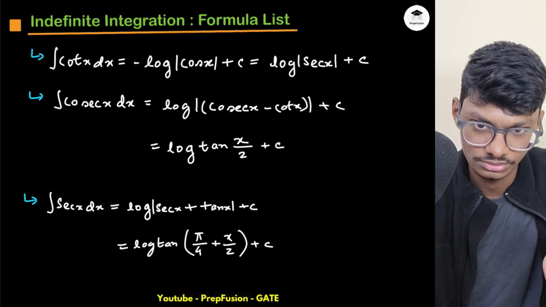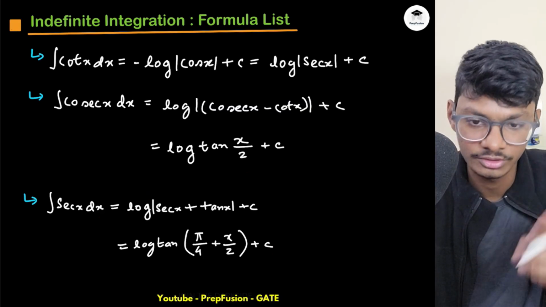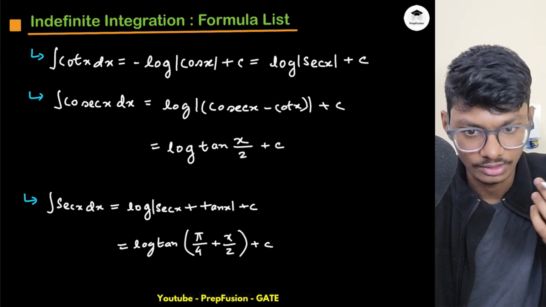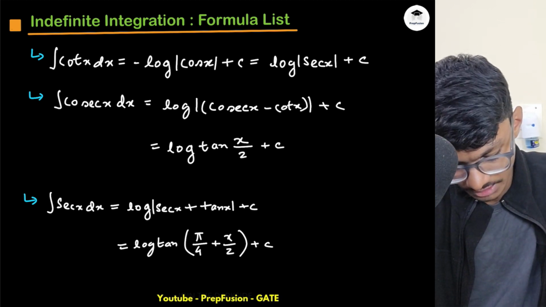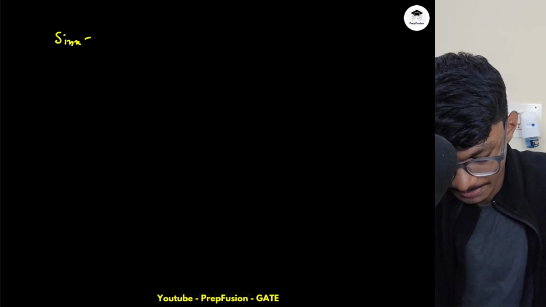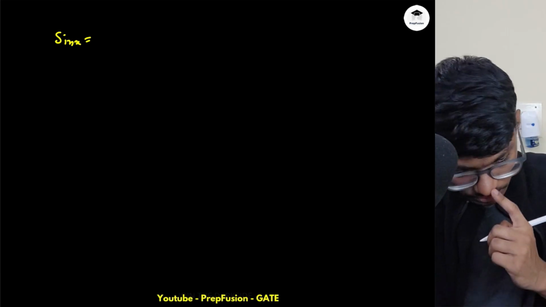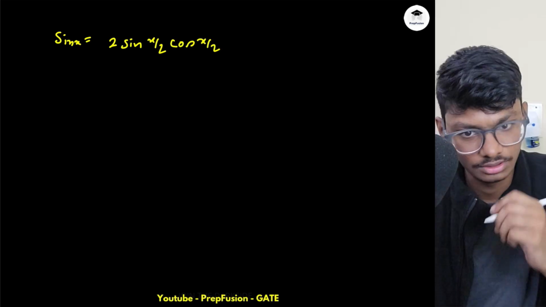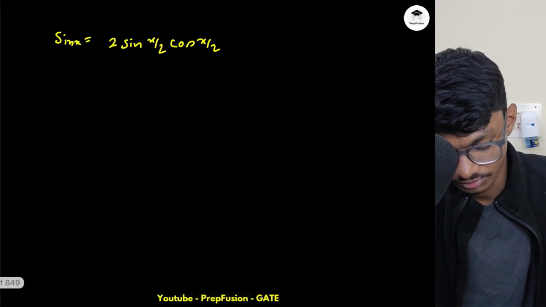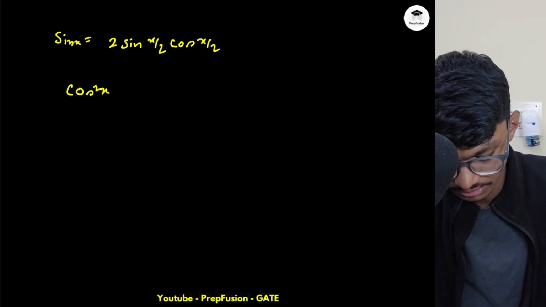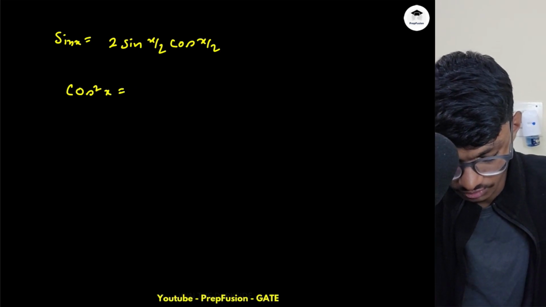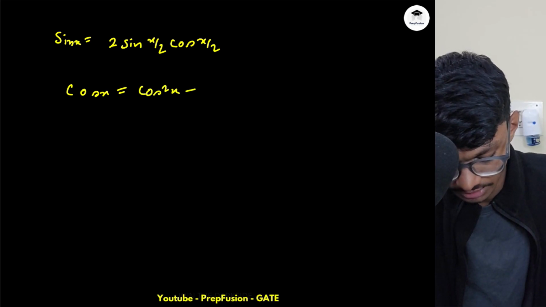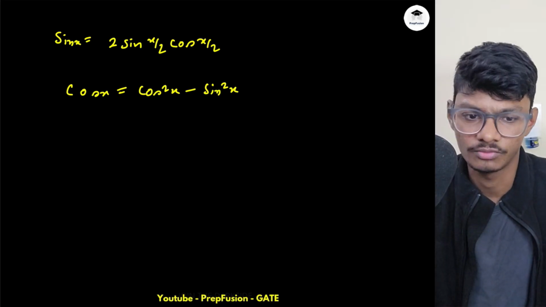I will write the proofs of how it came, but not in front of you. You try to do it by yourself so that you can remember exactly how it came. Basically you can use the following formulas. If you have sin x, you can break down sin x equals 2 sin x by 2 cos x by 2. You can break down your sin x like this, and you can use the formula cos 2x equals cos square x minus sin square x. You can use these two formulas, and you can derive them for yourself.